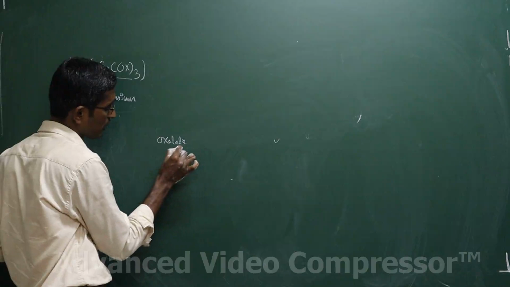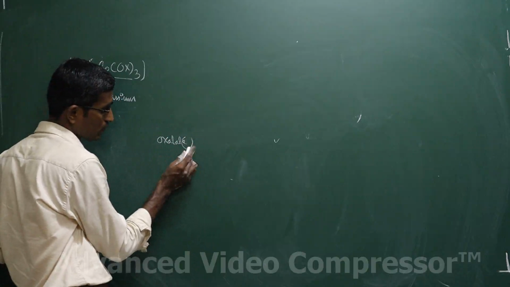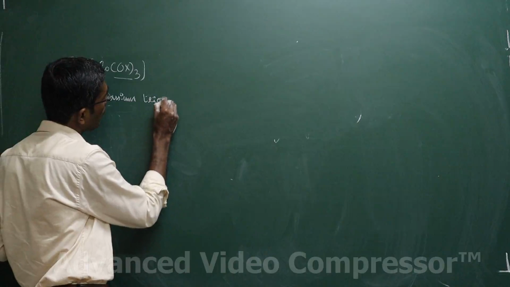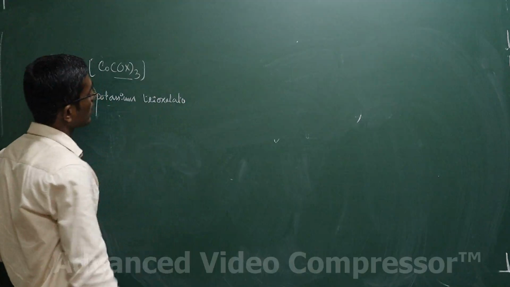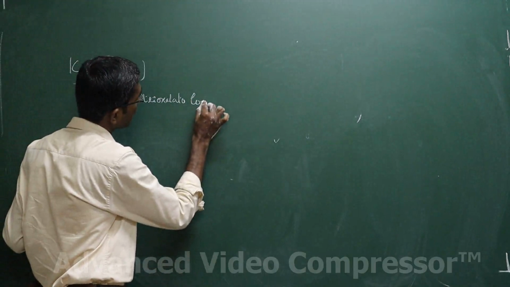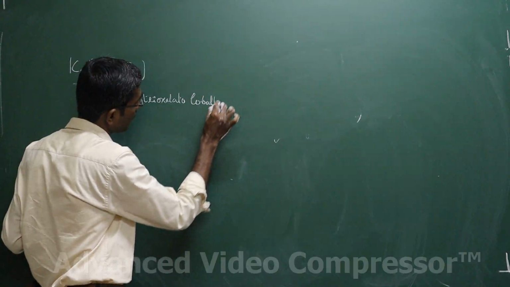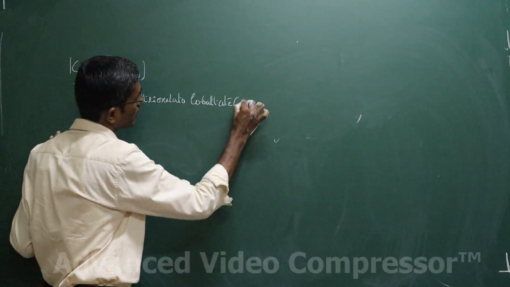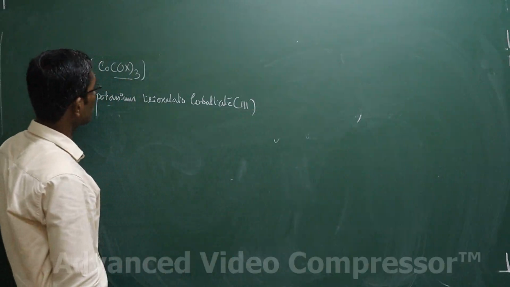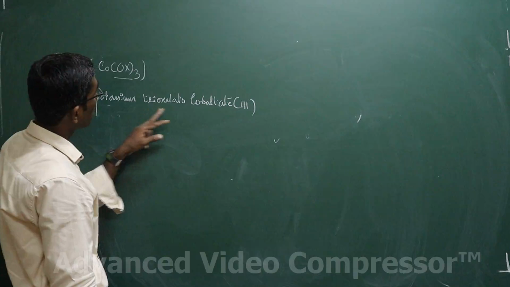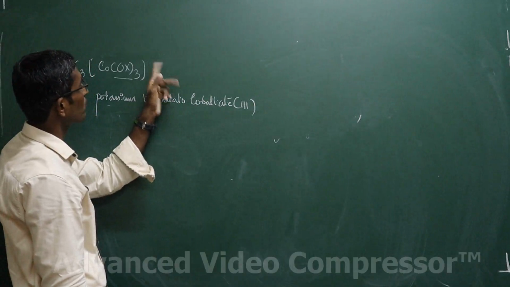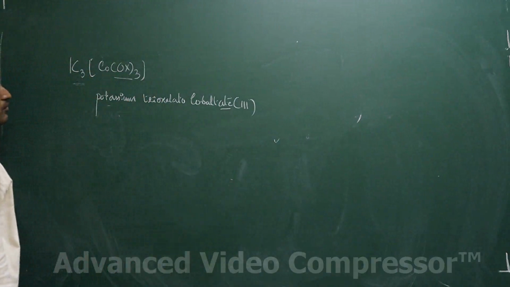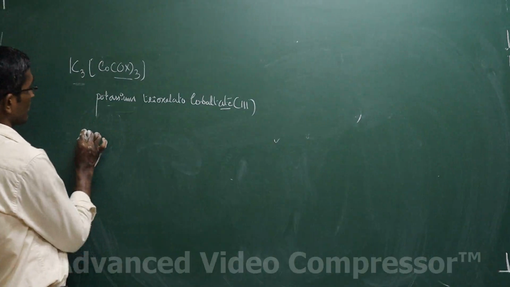Oxalate is what has to be named: the ending E has to be replaced by ATE, which becomes O. That is potassium trioxalato, then cobalt. Take care, it is not cobalt, it is cobaltate. What is the oxidation state? 3. Because it's an anionic complex, the name must end with ATE along with the oxidation state. Potassium trioxalato cobaltate(III). Very clear? Very simple one.